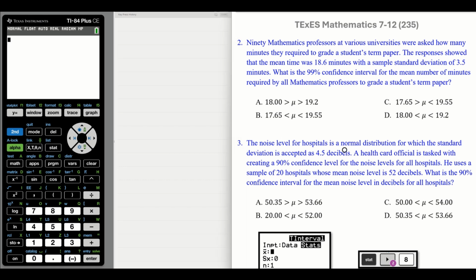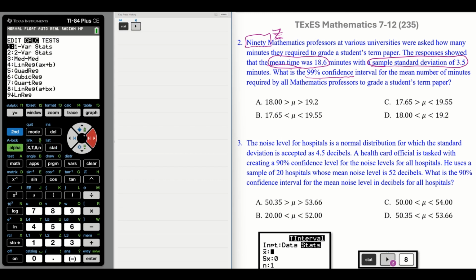We have some important things. Here is our confidence level. There's our mean. We can use a z-score because 90 is a large number and we have all the data we need, and it says that we're using a sample standard deviation.